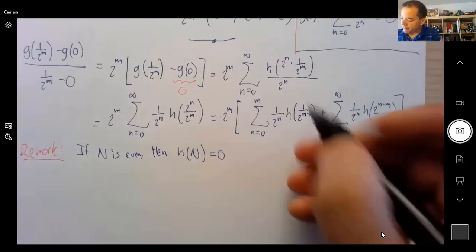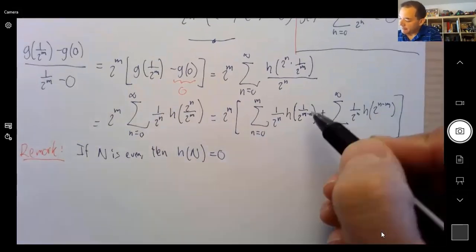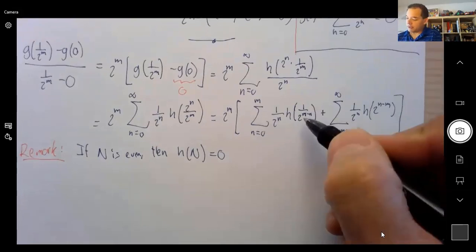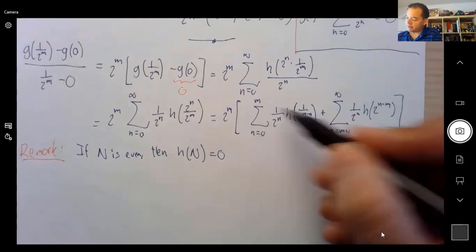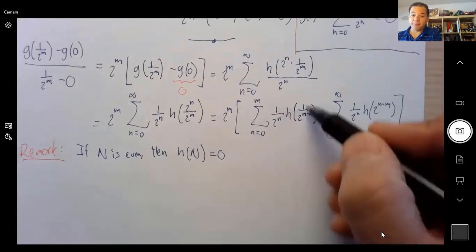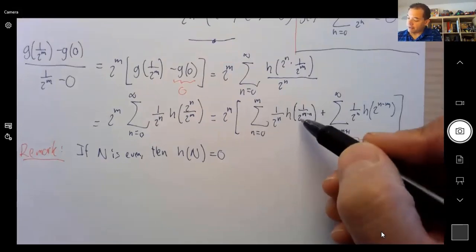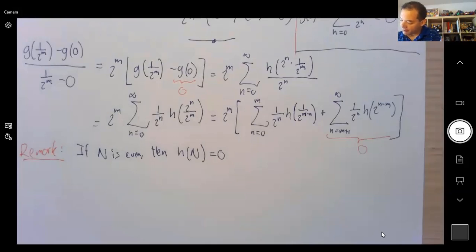Now, what about this part over here? How about this number, 1 over 2 to the m minus n? Well, for the last term it is 1, and then before that is 1/2, and then 1/4, 1/8. So this number over here is actually always between 0 and 1.